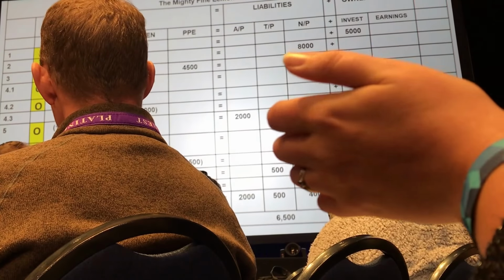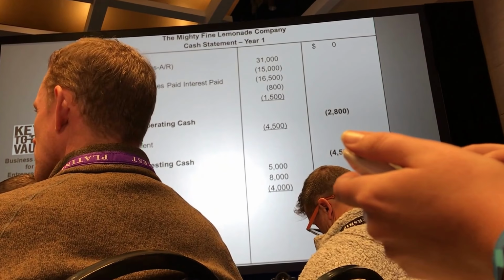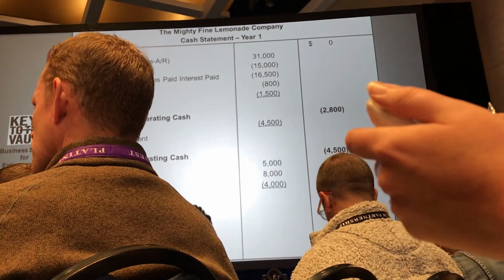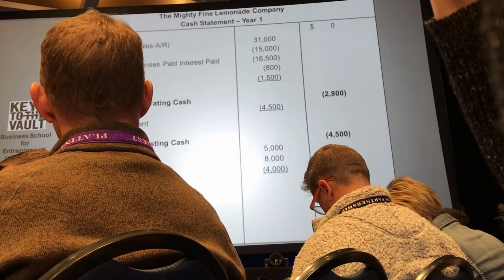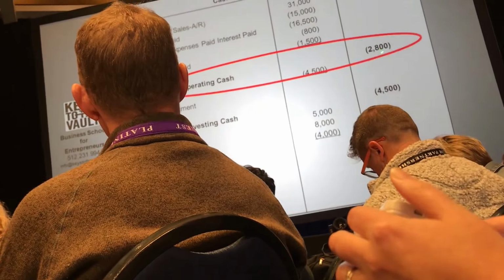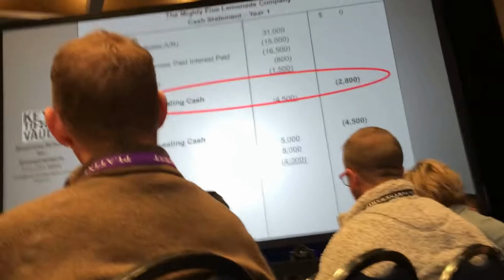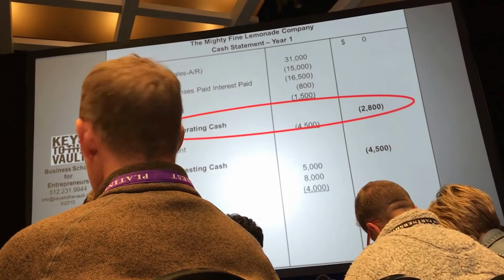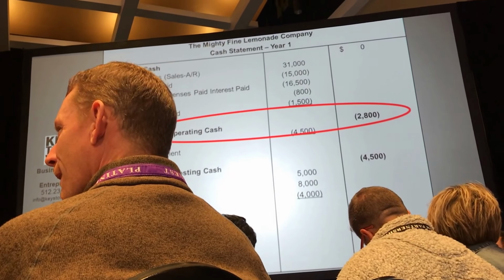O, I's, and F's. Here's a statement of cash flow you get from the accountant. And the statement of cash flow says that operating cash is negative 2,800. Negative 2,800. Now wait a minute. How much were the profits?